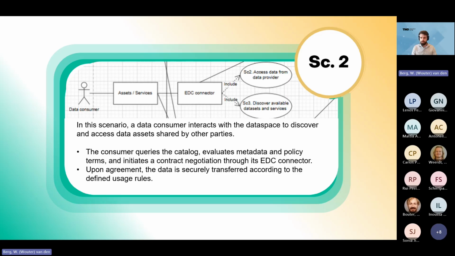So data provider, and then data consumer, scenario 2. Findability of the data is managed by the catalog. Thanks to the metadata, the consumer can evaluate if there's a usefulness. That can be done based on usage policies, right? Are they too strict, or is there something possible? But it can also be done based on what the actual data is about. What is this thing about? That's what the vocabulary hub is here to help with.